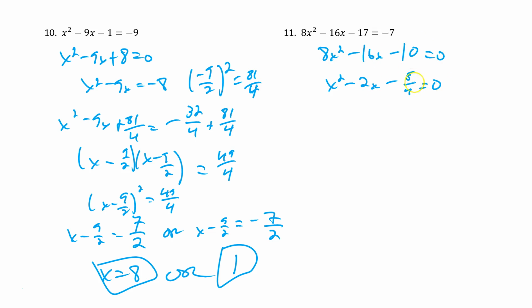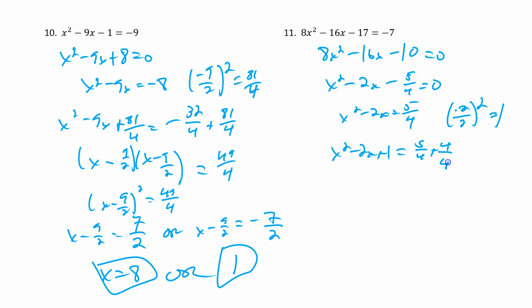So let's complete the square. Move the 5/4. So we have x squared minus 2x equals 5/4. And now we divide that negative 2 by 2 and square it. That gives us a positive 1. So we add that positive 1 to both sides. So we have x squared minus 2x plus 1 equal to 5/4 plus 4/4. So left side is x minus 1 squared. Right side is going to be 9/4.